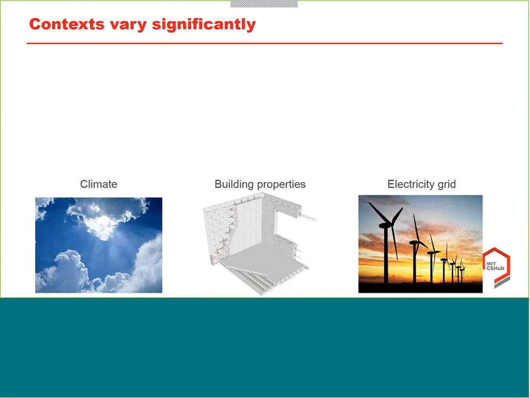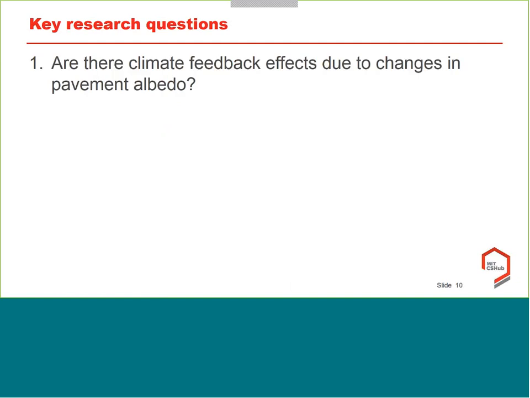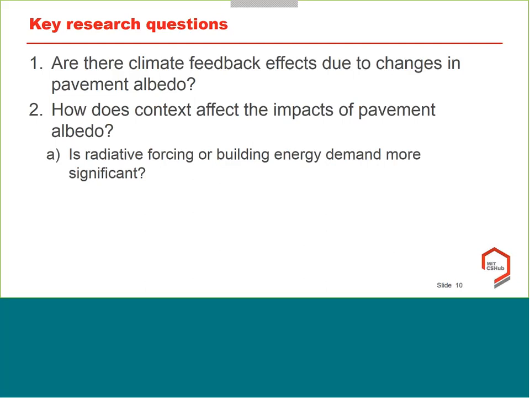But of course, that's what made this question interesting for us and why we've been going after it. So what I'm going to lay out here are some of the key research questions that we've had in our group. First, I mentioned the climate feedback. So we wanted to investigate whether there were climate feedback effects due to changes in pavement albedo. Two, how does the context affect the impacts of pavement albedo? And particularly, we're interested in that comparison between the radiative forcing effect or the building energy demand, and whether one is more significant than the other.